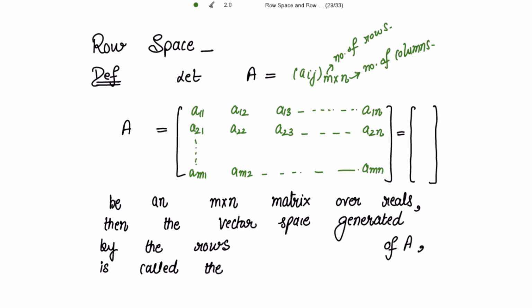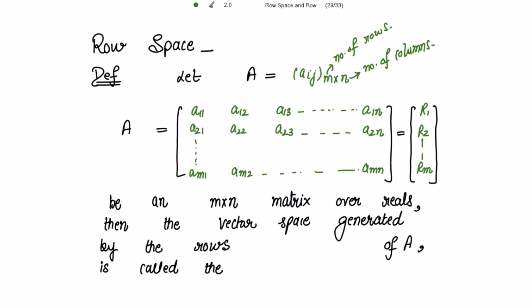The first row is represented as R1, then R2, and so on, and the last one is Rm. If you notice here, how many elements are there in the first row? N elements, right? So the first row contains n elements. The second row also contains n elements, right? So all the rows contain n elements.